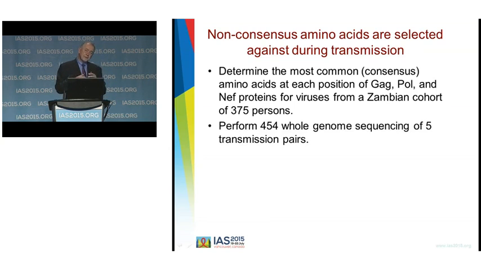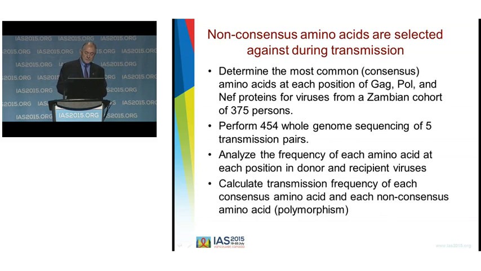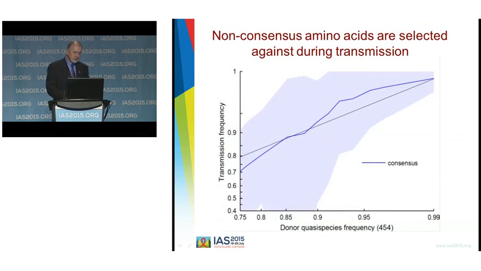We performed 454 deep sequencing of the genome for 5 transmission pairs, analyzed the frequency of each amino acid at each position in the donor and recipient viruses, and then calculated the transmission frequency of each consensus amino acid and each non-consensus amino acid. What this slide shows is, on the x-axis, the frequency of any amino acid in the donor quasi-species, in the viruses that had the opportunity to infect. And on the y-axis, the frequency with which those amino acids were transmitted. And you can see that for consensus amino acids, that's a relatively straight line. In fact, it's pretty much a direct correlation between the frequency in the population and the frequency of transmission.